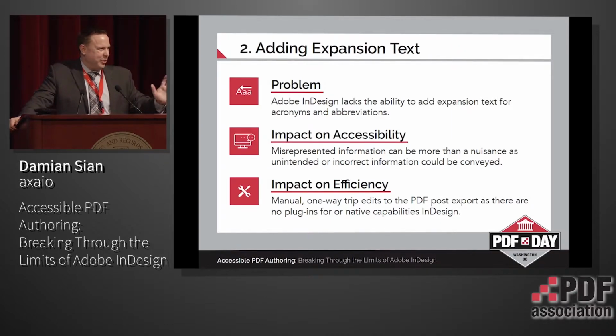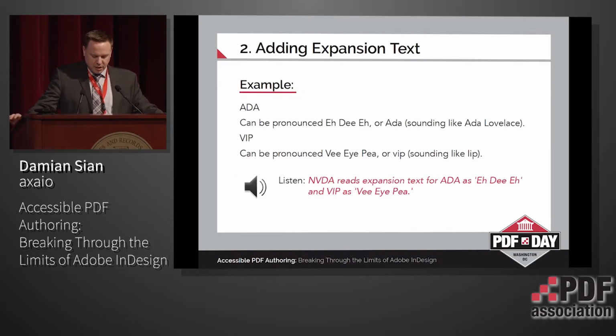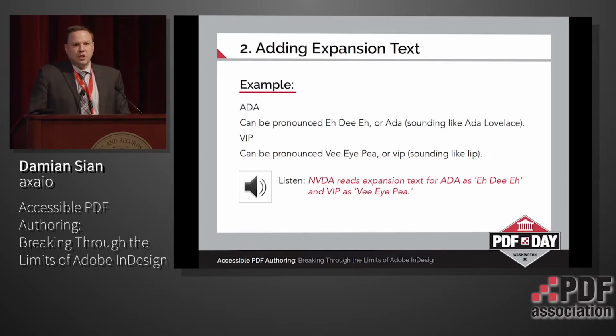No, why did it do that? What can we do? So we had to go through and manually add expansion text all throughout the PDF. Now, there are tools that will help automate that process. I won't mention them in the educational setting, but it's still a manual one-way trip. And I'm just going to let the screen reader do the talking here. ADA can be pronounced ADA or Ada sounding like Ada Lovelace. VIP can be pronounced VIP or VIP sounding like lib. So the preferred method of speech output would be the phonetic spelling or pronunciation of ADA.